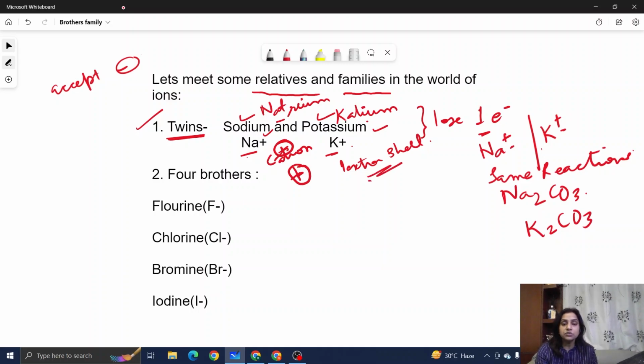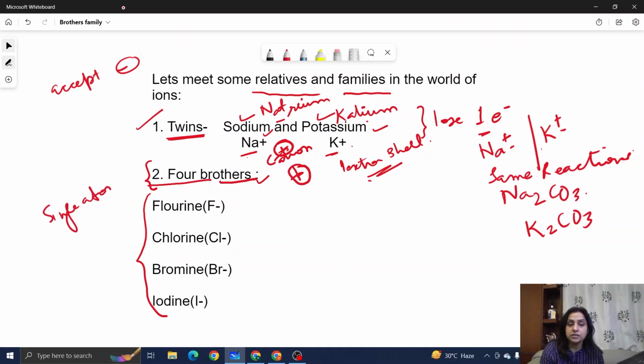Coming to the next family, of four brothers: Ram, Lakshman, Bharat, Shatrughan. You have heard about four brothers, right? Here, again, I'm going to create this four-brothers family for you. This is going to help you to remember these four ions. Ions, as I told you, are single atoms carrying some charge. Now, just look at these four brothers: fluorine, chlorine, bromine, and iodine.